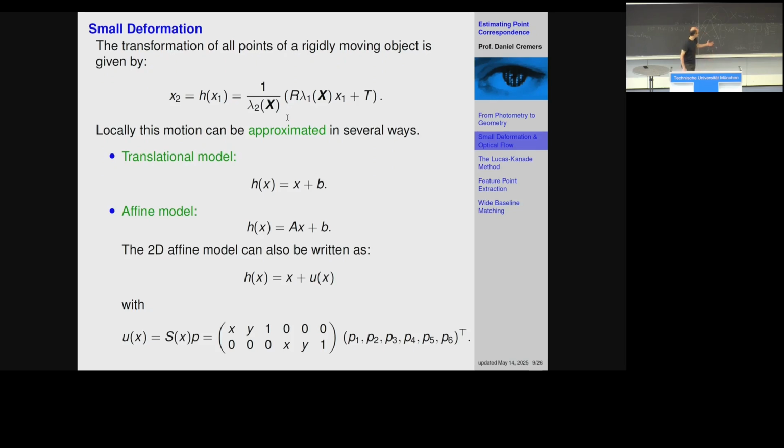And once we try to compute correspondence, we can make different assumptions. For example, we can assume that this function, at least in a certain neighborhood, is nothing but a translation, which means that this function h is just x plus an offset b. But we can also have a more complex model for the displacement in a neighborhood. We can say it's some affine function. We talked about the affine transformations. This is Ax plus b.